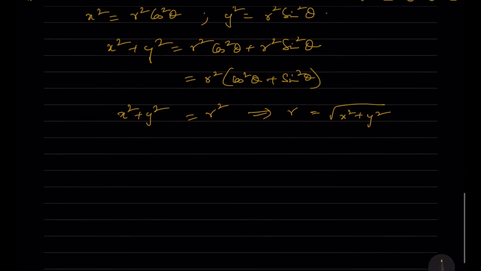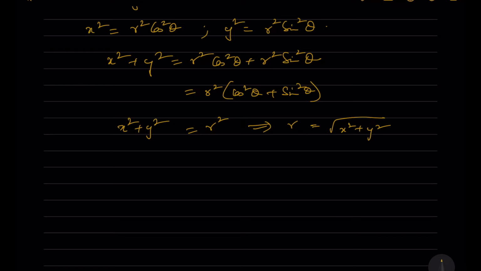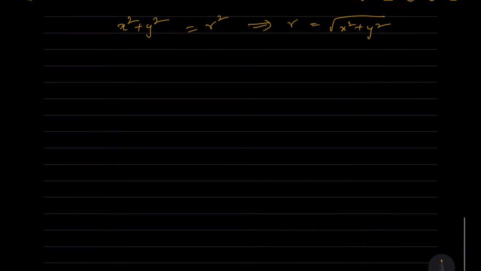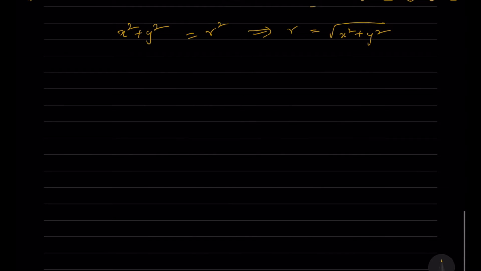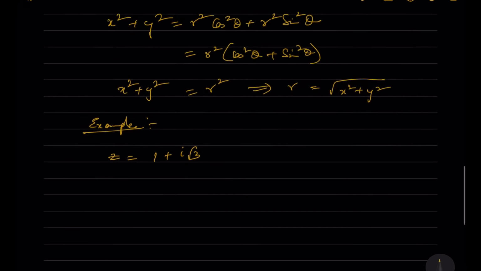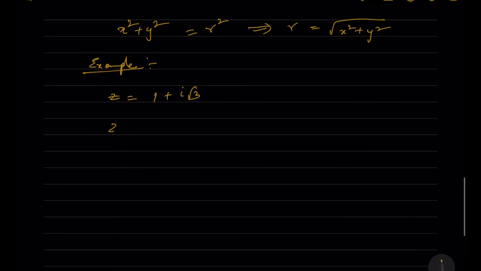So this is the formula which we use, that is r is equal to root of x square plus y square. We'll see how this polar representation of a complex number is done by taking an example. So I will take some example and start doing it. Example: z is equal to 1 plus root 3 i. Now you know that z can be written as x plus iy. Here x is equal to 1, y is equal to root 3.